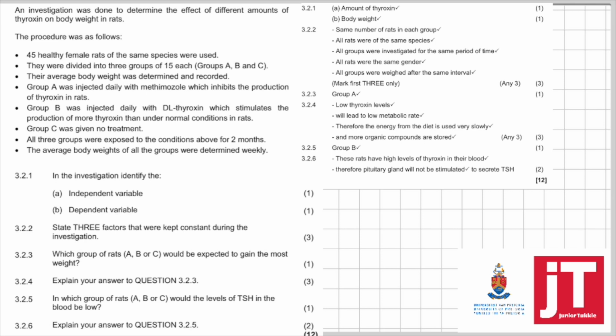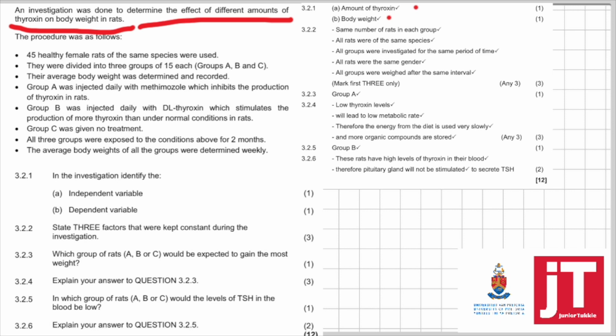3.2.1. In the investigation, identify the independent variable. Now, here on the top, that's your aim. In your aim, you have your dependent and your independent variable. So your independent variable here, can you see, is amount of thyroxine. Above, they asked you the dependent variable, what you're measuring, the body weight. And that's where you get your answer from.